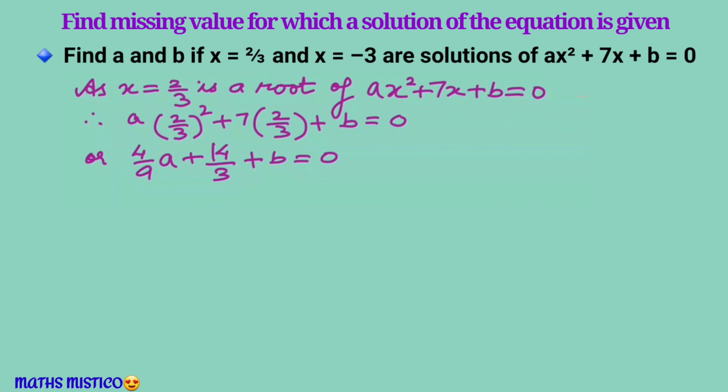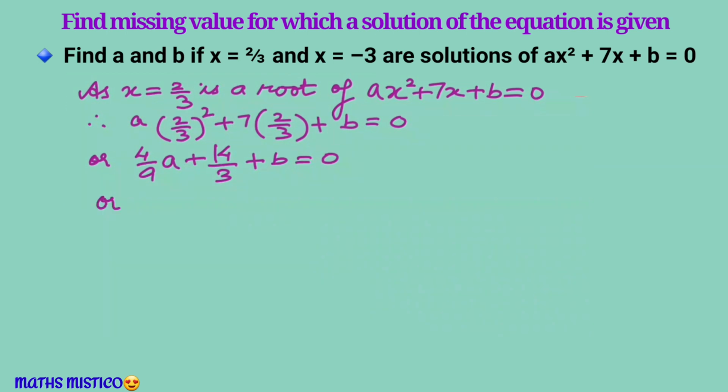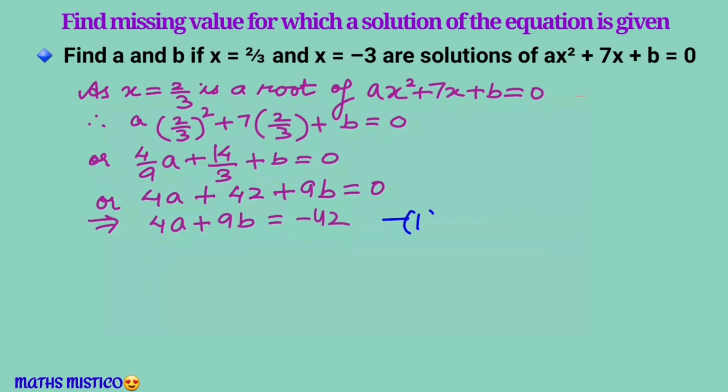We will find out the LCM of the denominators and it comes out to be 9. So we will multiply each term of the equation by 9 and this will simplify the equation to 4a plus 42 plus 9b equal to 0, or 4a plus 9b is equal to minus 42. We need this equation, so let us name it as 1.